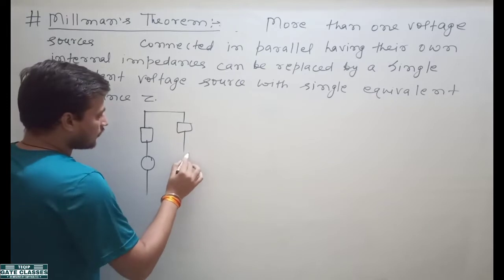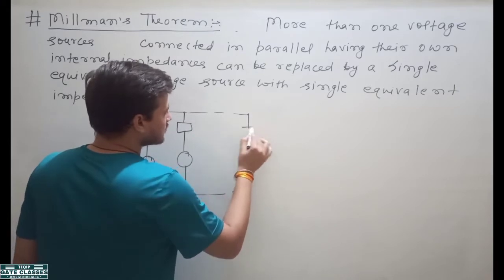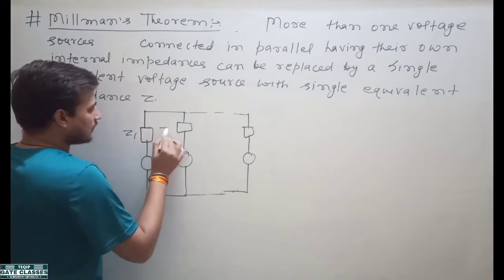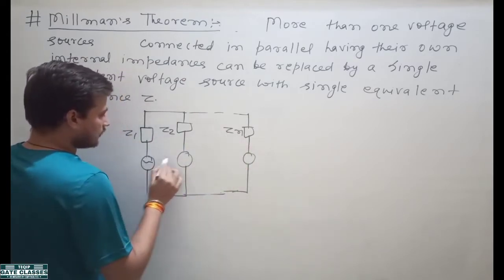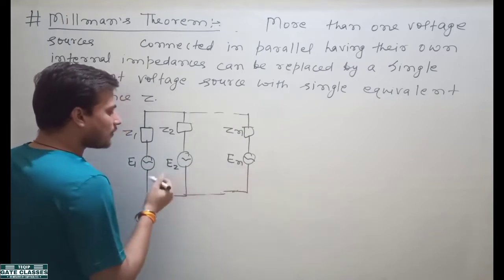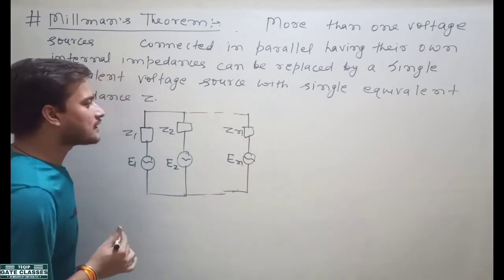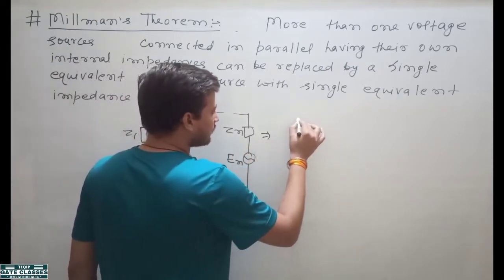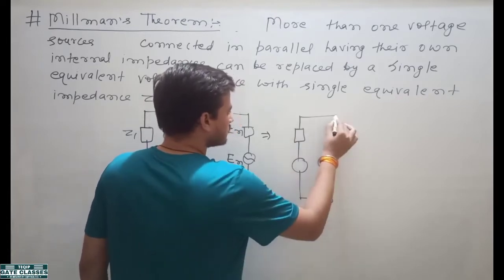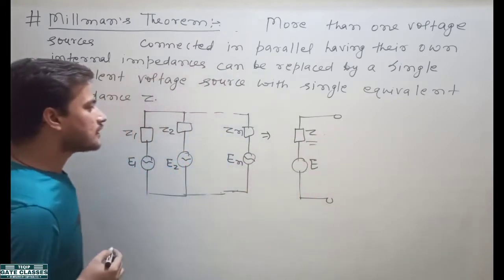So let us see. We are having this type of combinations. Suppose this is Z1, Z2 up to Zn. These are E1, E2 up to En. So we are having n number of practical voltage sources connected in parallel. So they are saying that this type of network can be replaced by a single impedance and a single voltage source. This is E, this is Z. Clear?